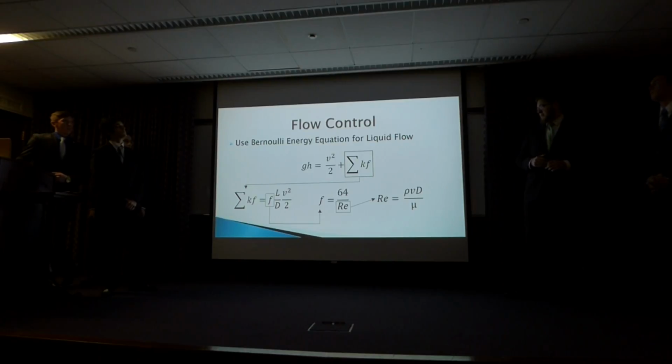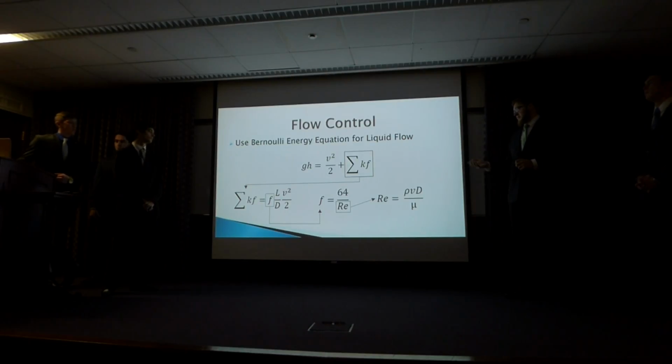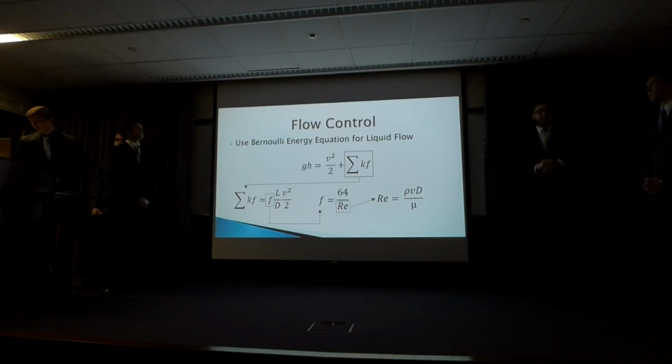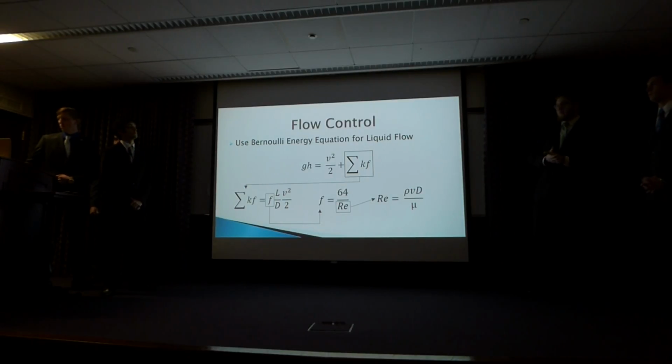Since we're in laminar flow, we end up having our Moody chart number be 64 over the Reynolds number. And this Reynolds number in the bottom right here is defined as the density of our liquid times our fluid flow speed times the diameter of our pipe, all over the viscosity of our liquid.